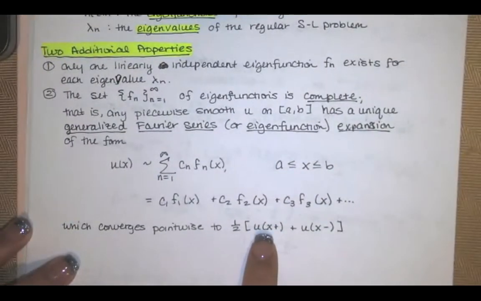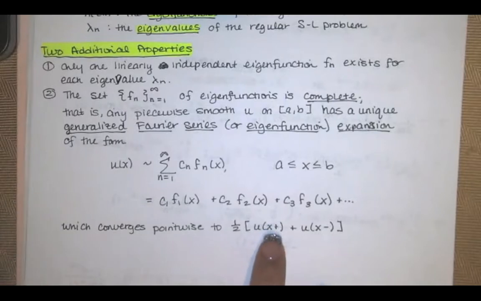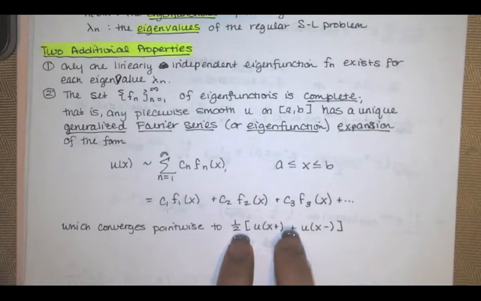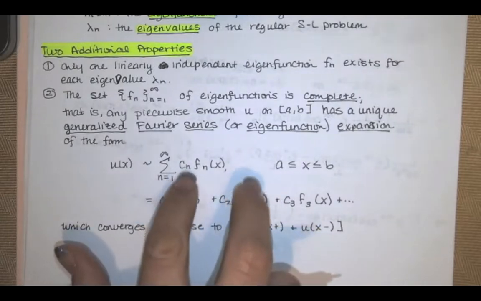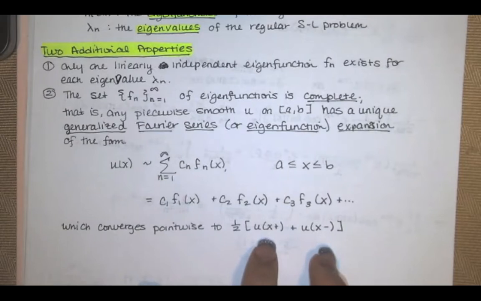This is just talking about the limit of u of x as we approach a particular x value from the right. And this is the limit of u of x as we approach a particular x value from the left. We add those two limits together and then we divide by 2. So we're taking the average of the limits from the left and the right at each x value. And then we're saying this series will converge to that average whenever the function is discontinuous. If the function is continuous, the limit on the left and limit on the right are going to be the same. And so you're just going to get the value of the function there.